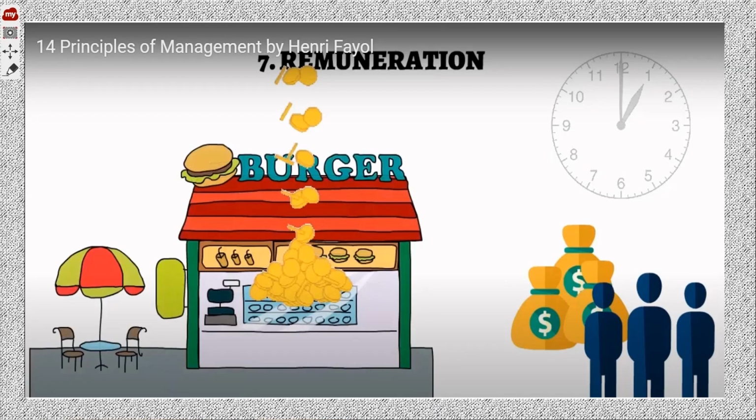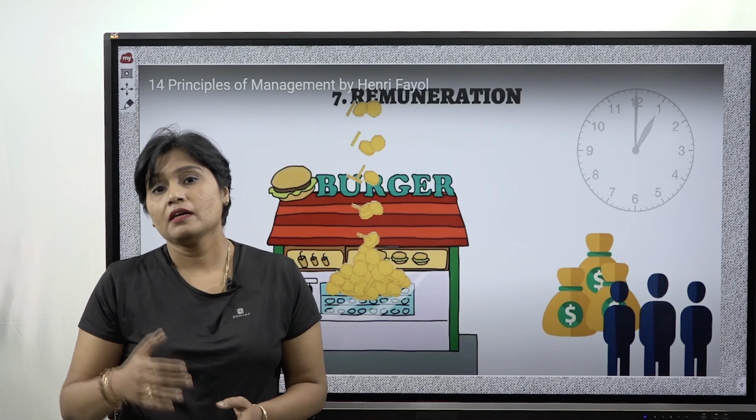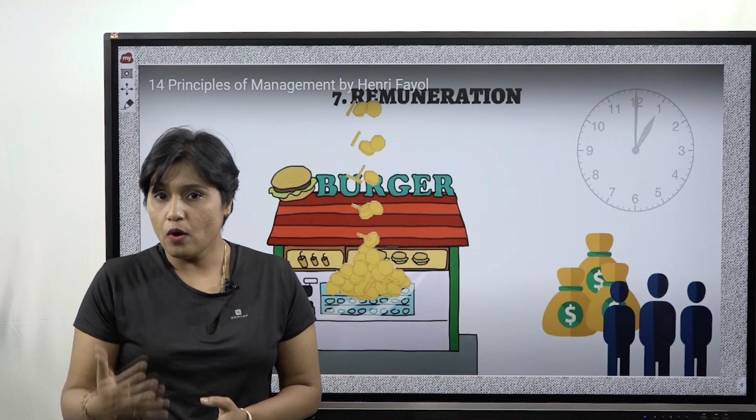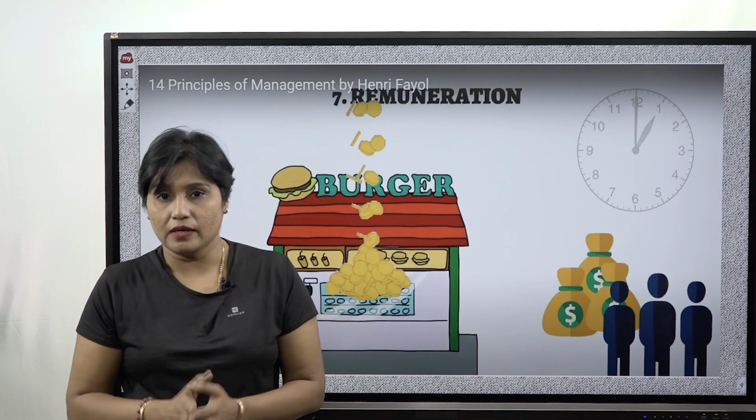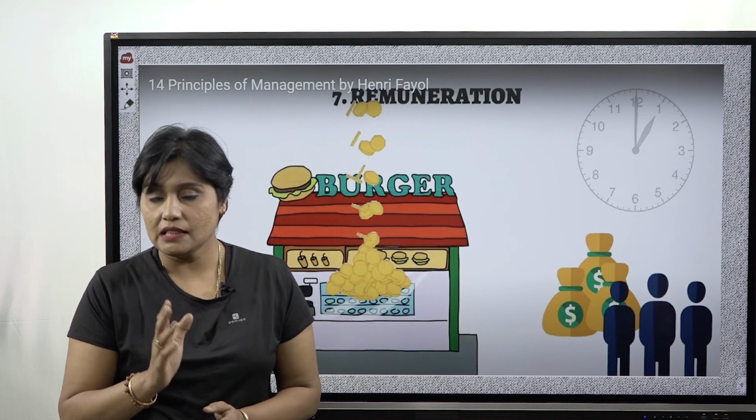Now, remuneration. Before going to remuneration, first of all, you should know three different terms: wages, salaries, and remuneration. What are wages? Wages are paid to day-to-day workers, that is the laborers. They are unskilled and not qualified. What are salaries? Salaries are paid to skilled people who are qualified, and it is paid monthly once. So, wages are paid on a daily basis, salaries are paid monthly once.